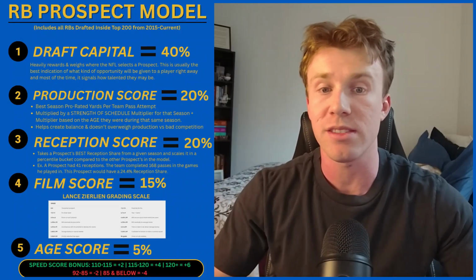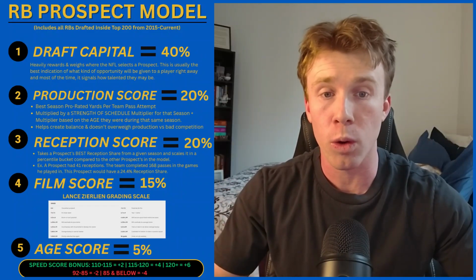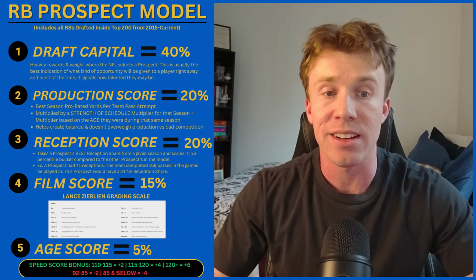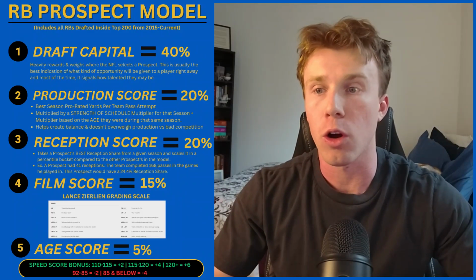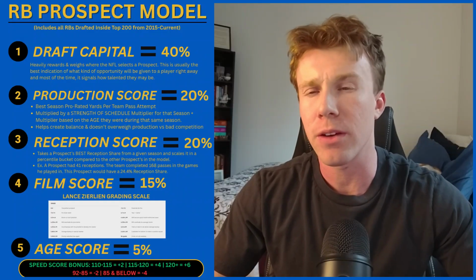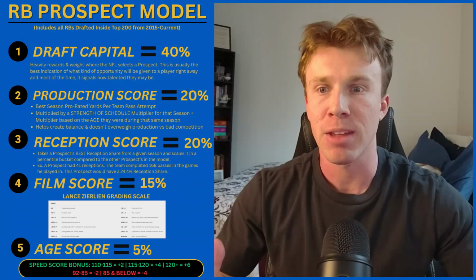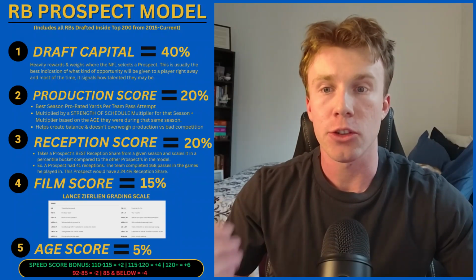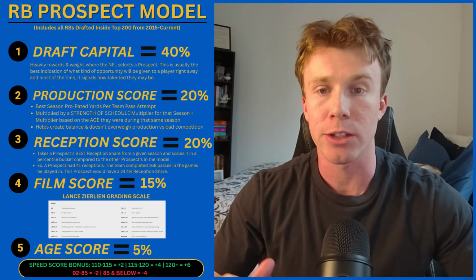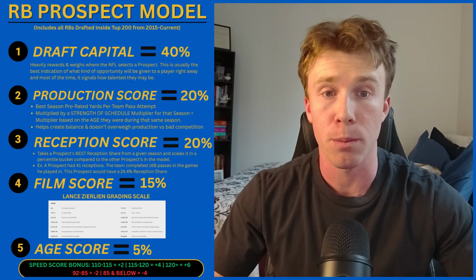The last two metrics I use are a film score and an age score. The film score is once again based off Lance Zierlein's scores that he has for all these prospects and is weighted at just 15%. So not as high as the wide receivers, because I'm kind of throwing my type of film analysis in there. Zierlein has a really good track record at predicting running backs based on their film throughout the years.